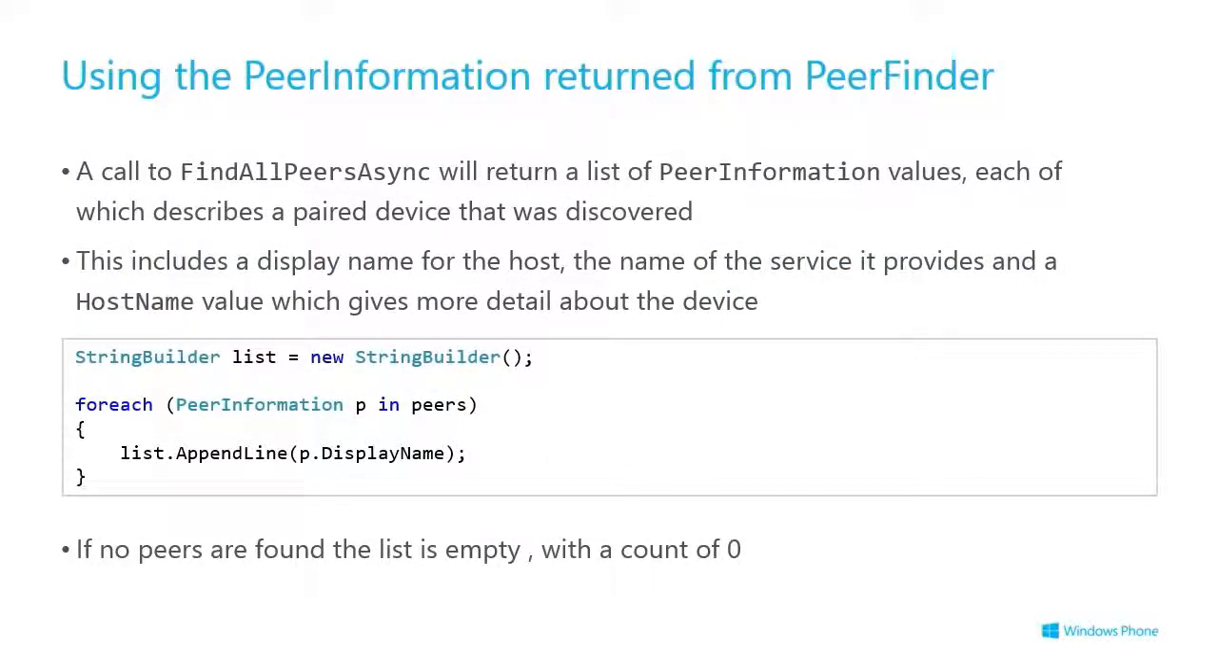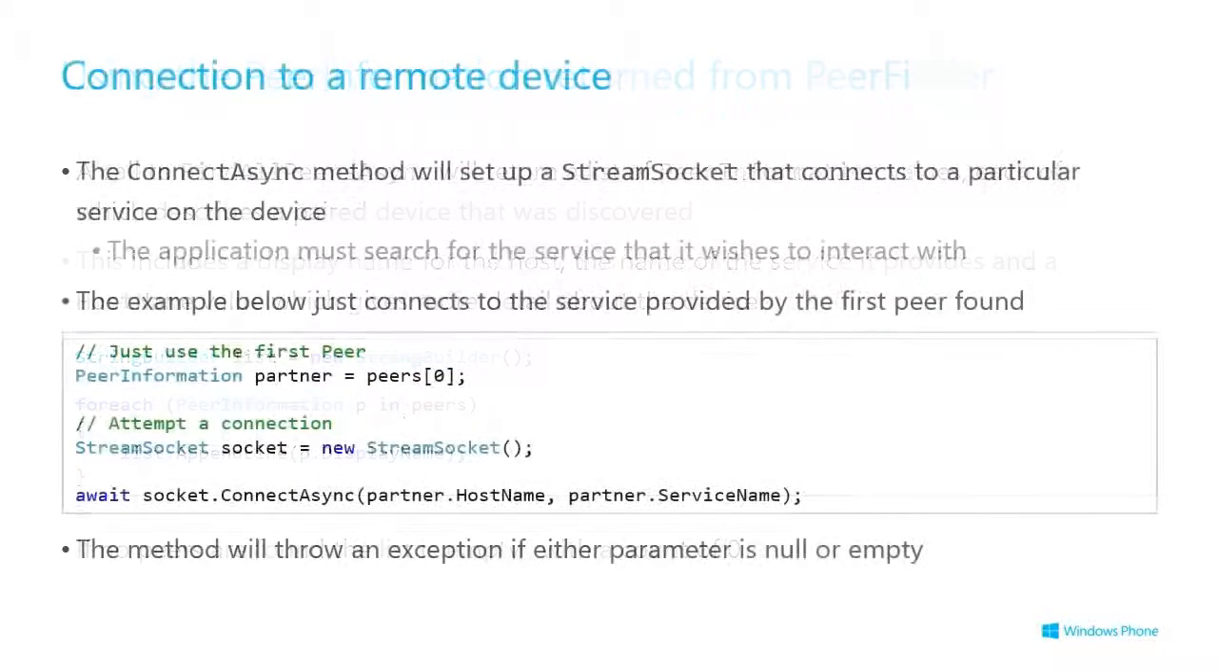So let's assume now you called FindAllPeersAsync. You get a list of PeerInformation values back, a collection of these objects, each of which describes a paired device that was discovered. That includes the display name, the name of the service it provides, and a host name value, which you need to save. Obviously, if there are no paired devices, that will just come back as an empty list.